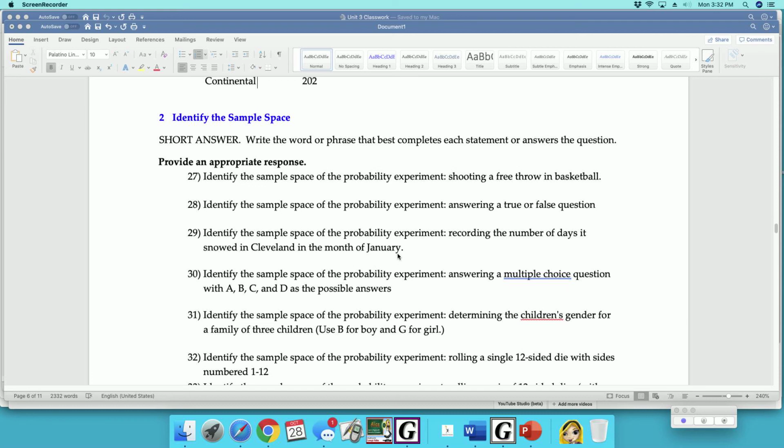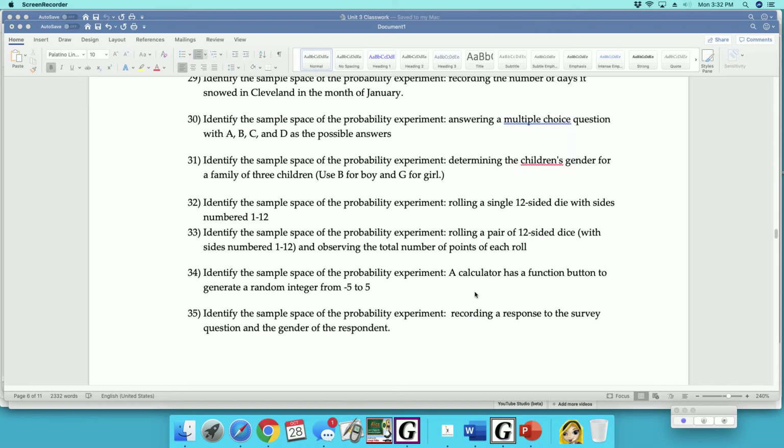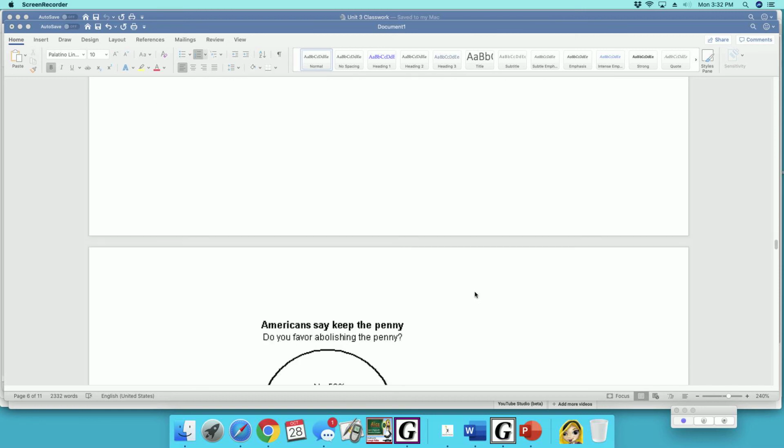All right, now we're going to identify sample space. Identify the sample space of the probability experiment shooting a free throw in basketball. When you shoot a foul shot, you either make it or you don't. So the sample size is 2. Make it or don't make it. So you're looking for sample size there.